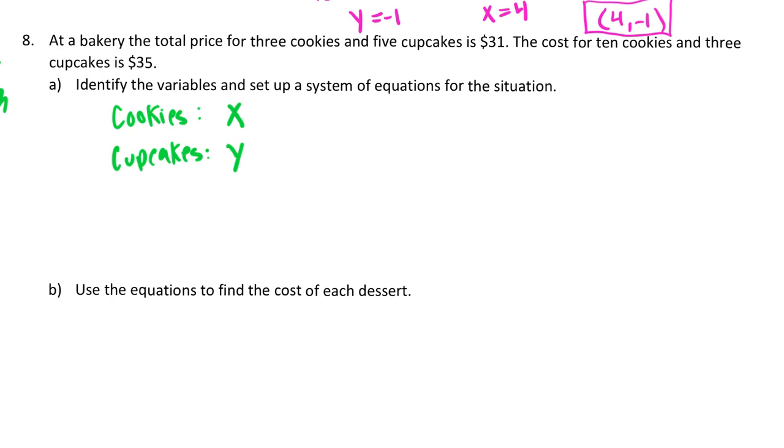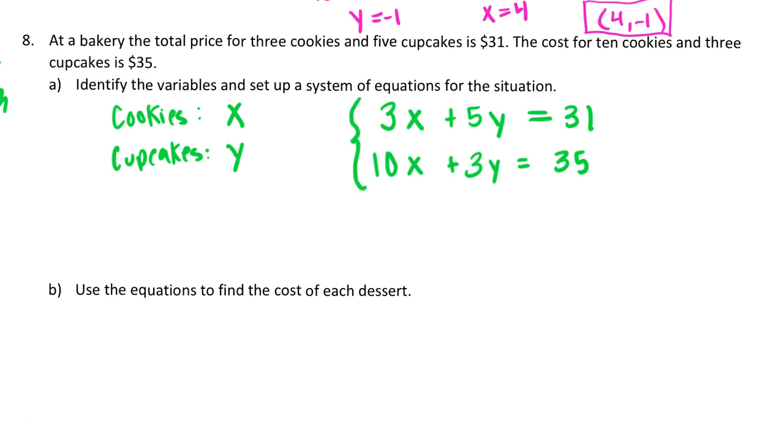So the total price for 3 cookies and 5 cupcakes is $31. So if I have 3 cookies and 5 cupcakes, we paid $31. The next one says we have 10 cookies and 3 cupcakes. So that's 10 cookies plus 3 cupcakes is $35. So this is a system of equations that relates the two variables together.